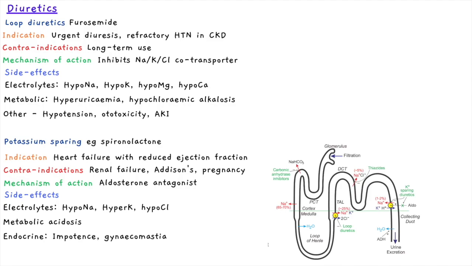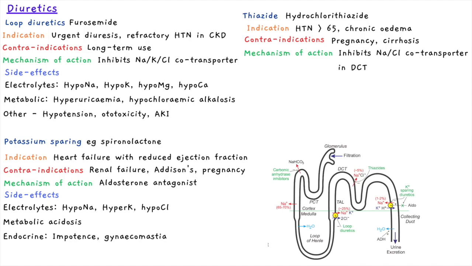From an endocrine perspective, they can often end up with impotence or gynecomastia. Gynecomastia is an important point because you may also give it to patients with liver failure. Liver failure patients are also at increased risk of gynecomastia anyway, so patients can commonly end up with gynecomastia.